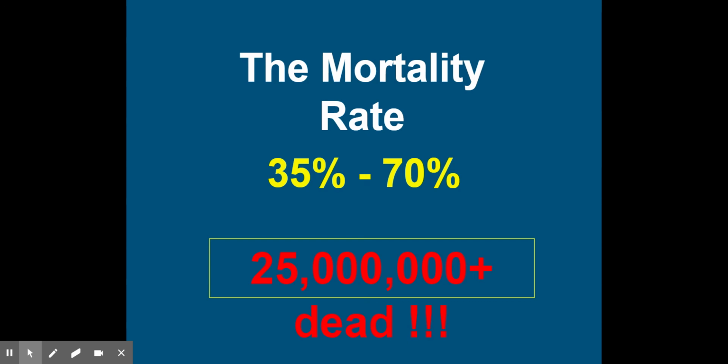I've heard that there's been even more. Right. So it just depends on what you read, who you read, and what statistics you take it from. But during that time, 35 to 70% mortality rate, 25 plus million dead. I've heard almost up to two-thirds of the population of some places in Europe passed because of the bubonic plague.